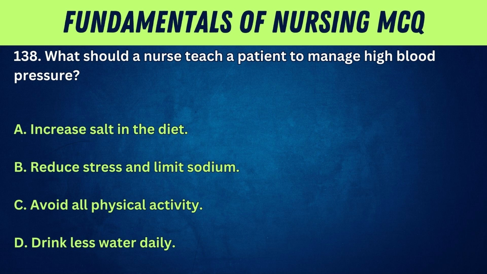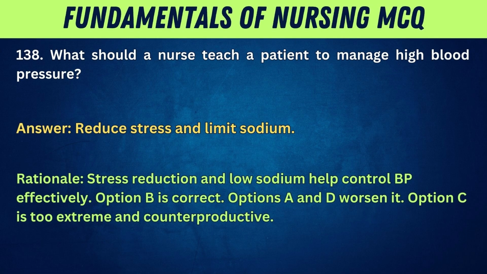138. What should a nurse teach a patient to manage high blood pressure? A. Increase salt in the diet. B. Reduce stress and limit sodium. C. Avoid all physical activity. D. Drink less water daily. Answer. Reduce stress and limit sodium.